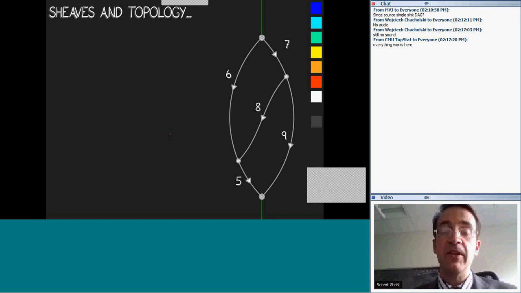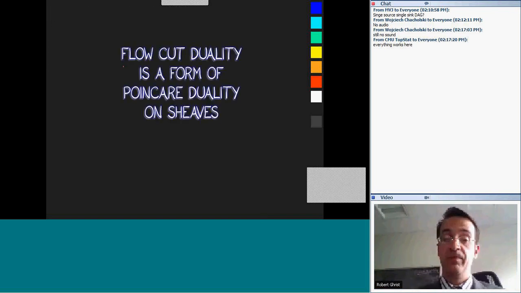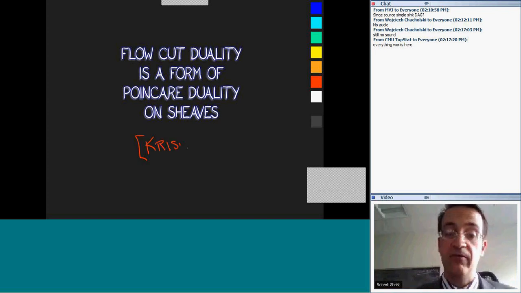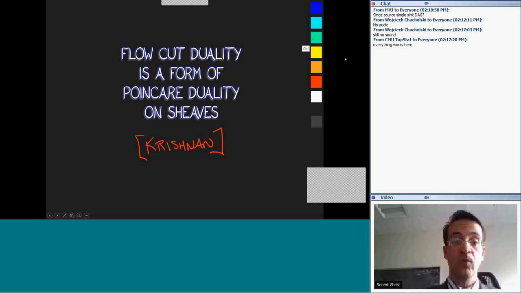Here's the idea. It starts from the high-level view that this duality between flows and cuts is really a form of Poincare duality, but not straight up Poincare duality, because we have to worry about all of those capacity constraints, all of the cut values, all of the flow values, etc. This duality is really a form of Poincare duality on sheaves. And it's really brilliant work of Krishnan that unfolded this simple observation and idea into something that's really quite powerful.